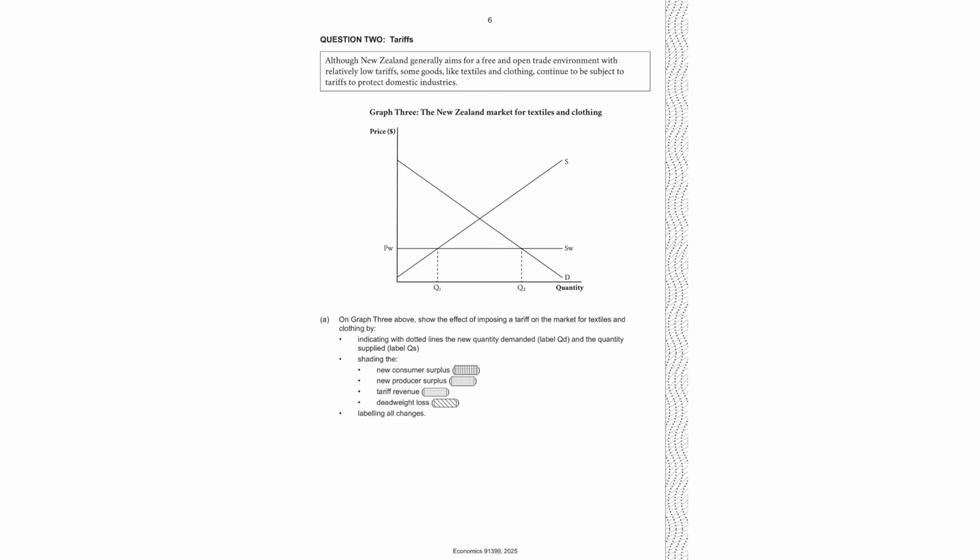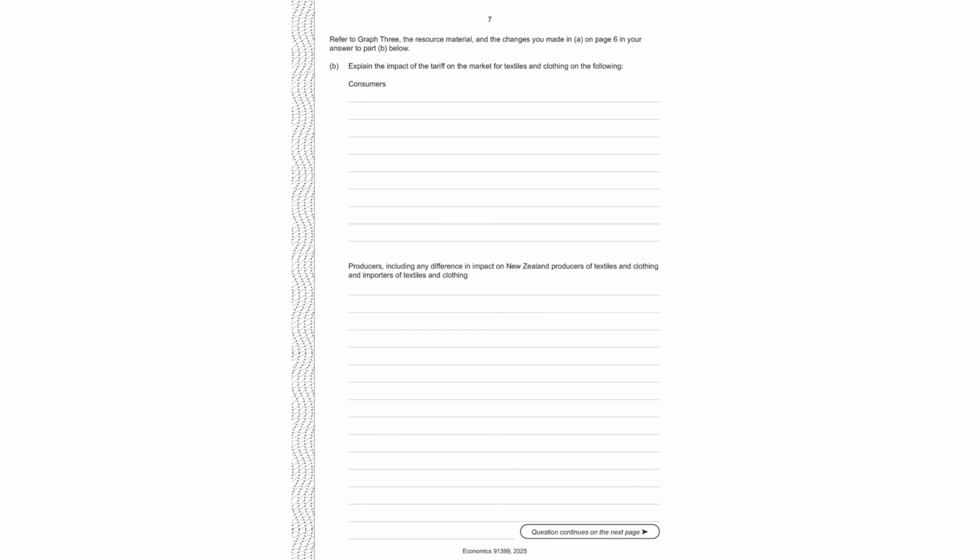So there's another graph there where there's a situation happening that it tells you about, and then you have to draw the impact on the graph. You have to shade and label the new consumer surplus, producer surplus, tariff revenue, and deadweight loss. And then there are some explanations where you explain the impact on consumers, producers, the government, and allocative efficiency.